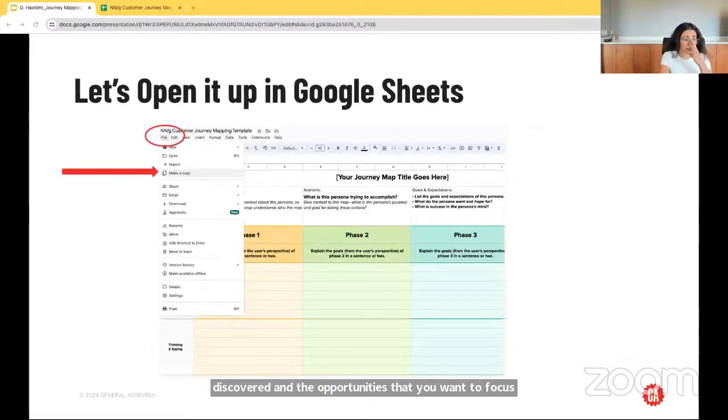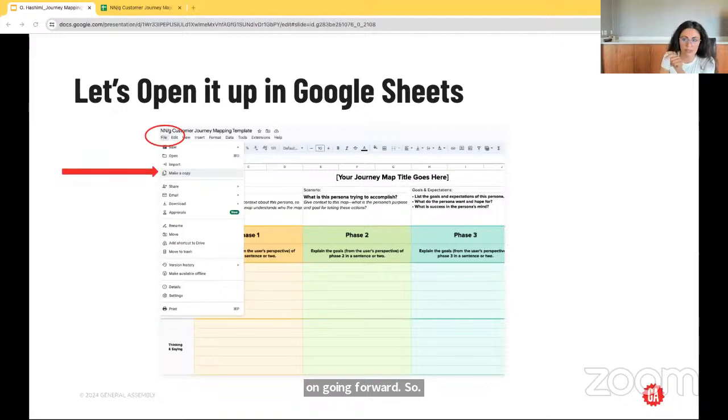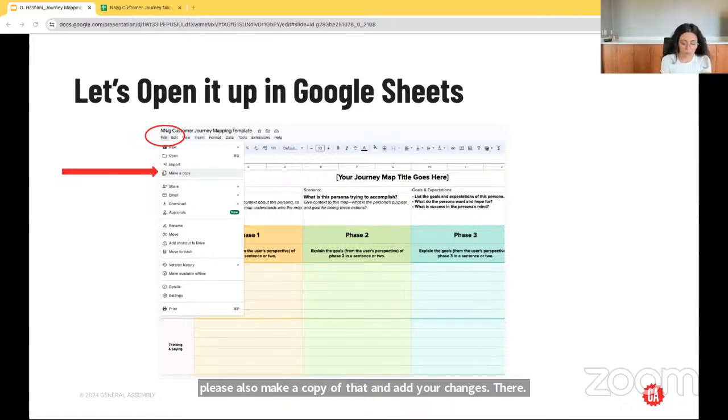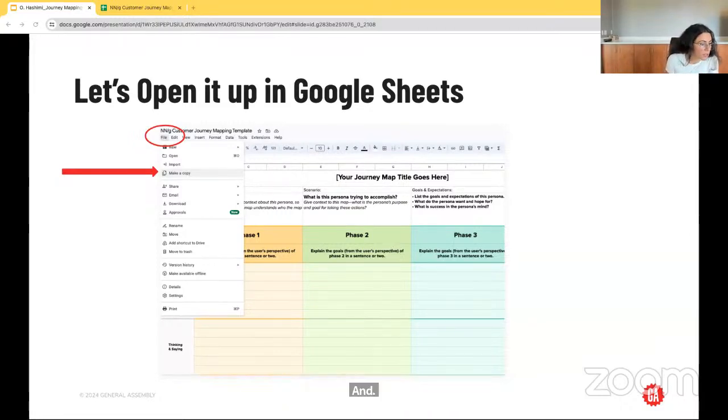So that being said, let's open it up in Google Sheets. Go to File, please make a copy. Don't add your changes to the original. Please add your changes to a copy of this file. And notice the sheets or the tabs at the bottom. They also indicate the specific persona and scenario that you might want to focus on. So please also make a copy of that and add your changes there. And with that being said, the personas slide is now available.